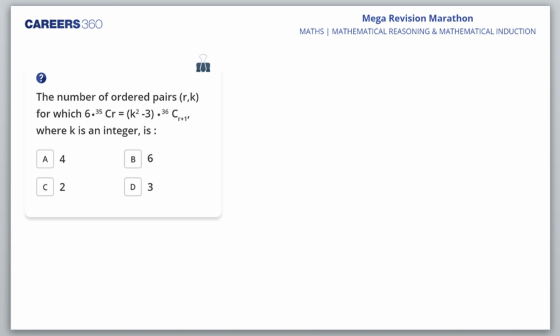So what it is? It is 6 into 35 CR is equal to K square minus 3 into 36 CR plus 1.